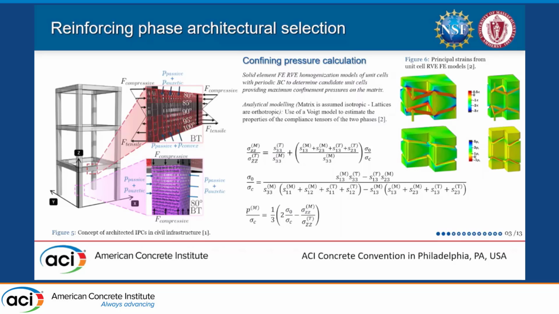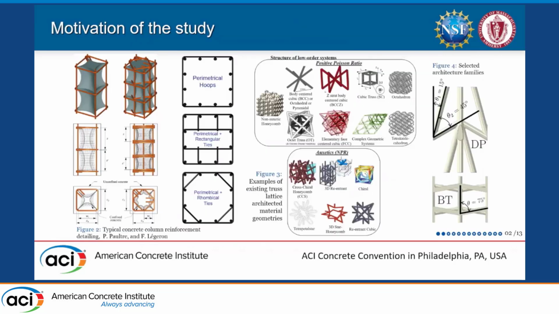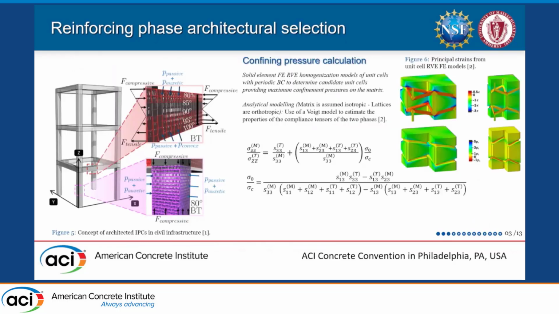So we have hundreds of different unit cells with different characteristic angles, which are these angles. And in the case of the double pyramid, we have two angles here in this family. Out of this, we calculate the increasing confining pressure that the truss lattice can exhibit upon the concrete matrix. In this case, we expect to have a passive component that comes from the expansion of the concrete matrix itself, and we also expect to have an auxetic component that comes from the strain mismatch of the truss lattice moving inwards towards the concrete matrix.